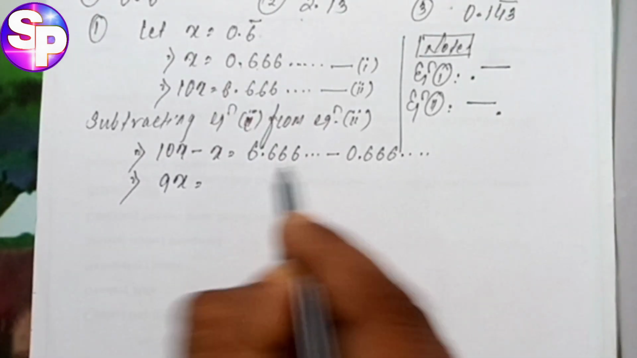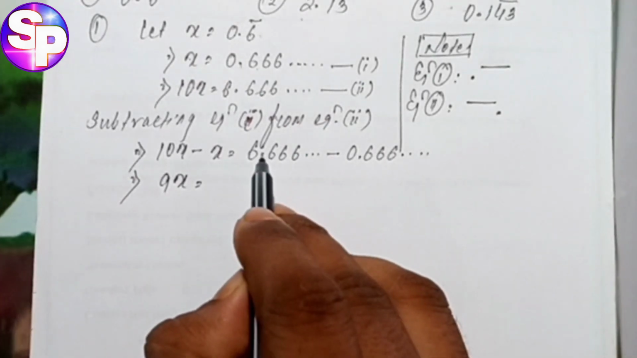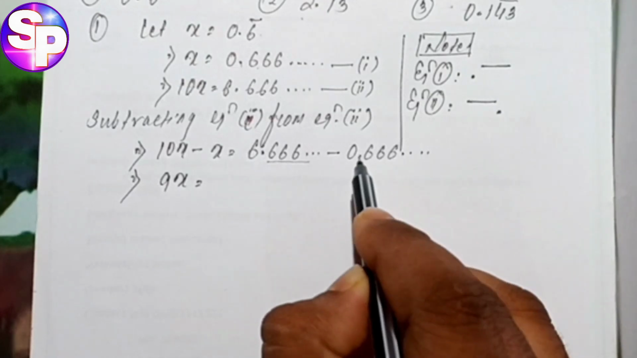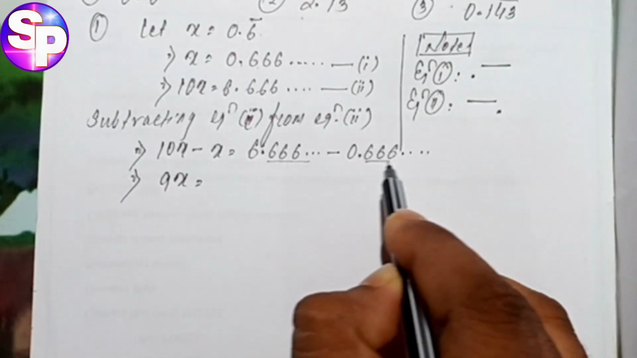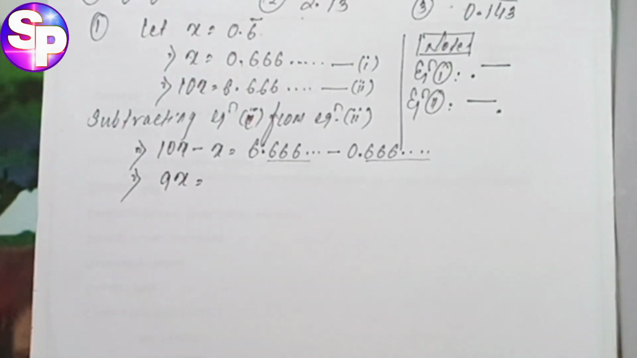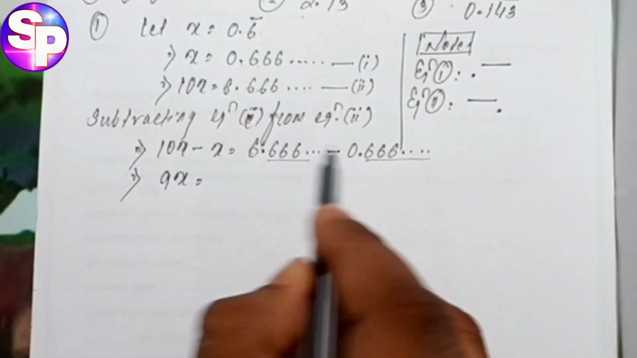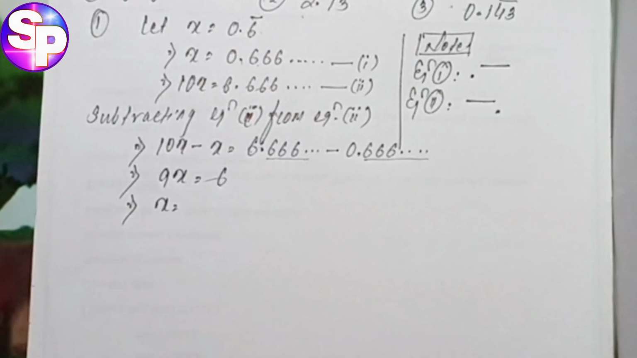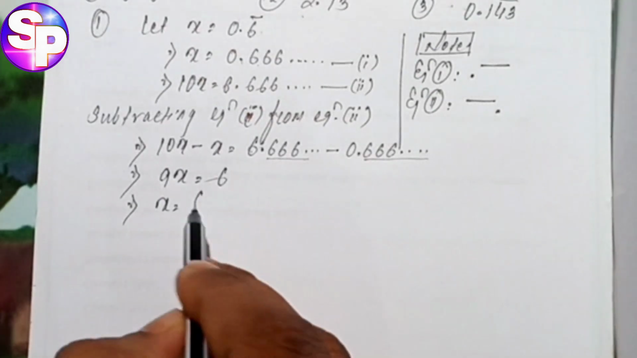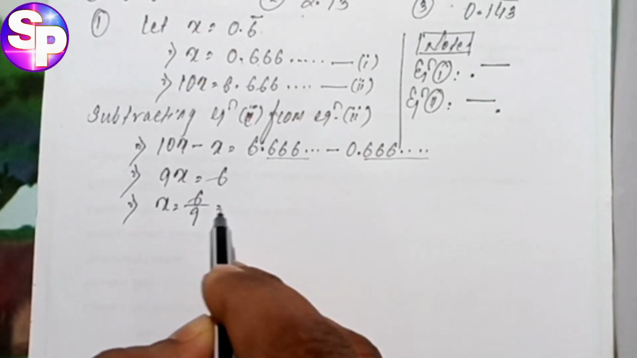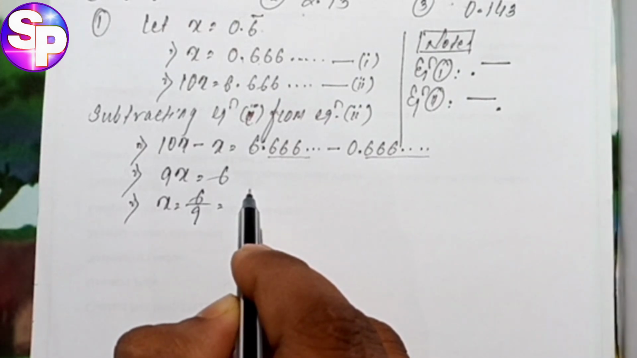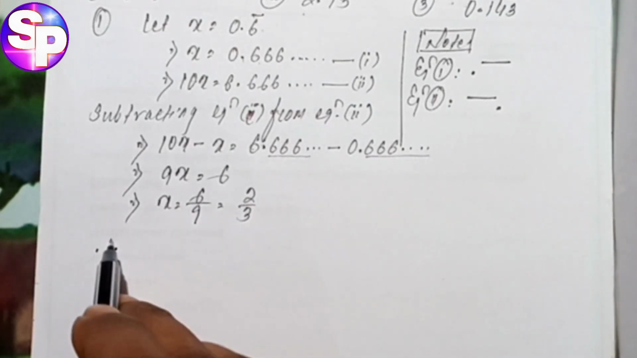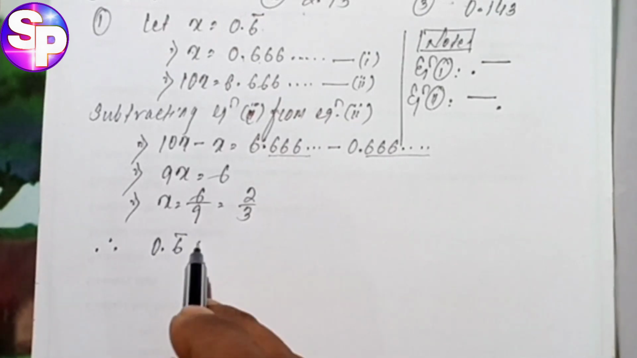And in the RHS I got, see, after the decimal point infinite number of 6s are there. Here also after the decimal point infinite 6s are there. So by subtracting I got 6 minus 0 is 6. Then 9, which is multiplied with x in the LHS, is to be divided over there. Then by reducing to the lowest term, I got 3 2s are 6, 3 3s are 9. Therefore 0.6 bar is equal to 2 by 3.